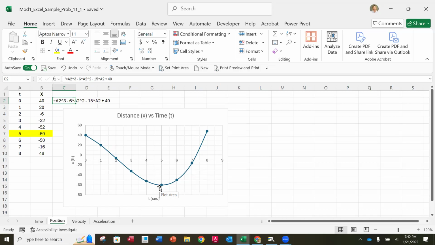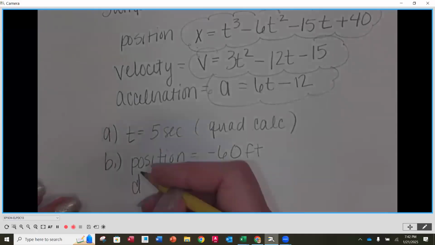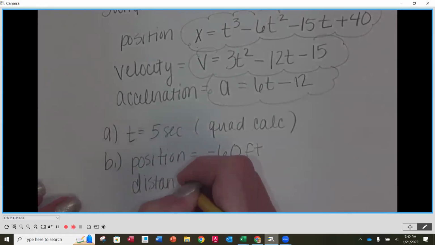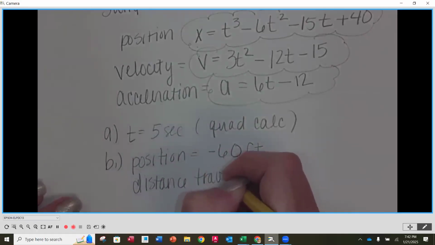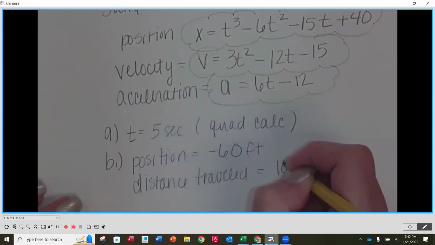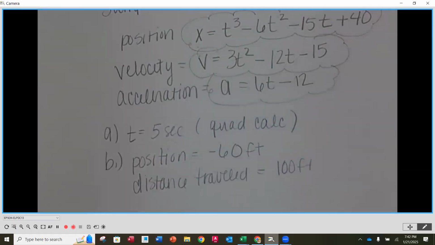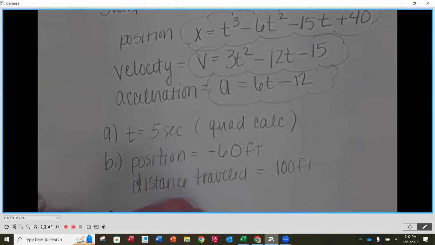Okay. So distance traveled then, if I go back underneath here, distance traveled equals 100 feet total. Okay. We started at a positive position, and then we went past the origin by 60 feet. So a total distance of 100. Okay.